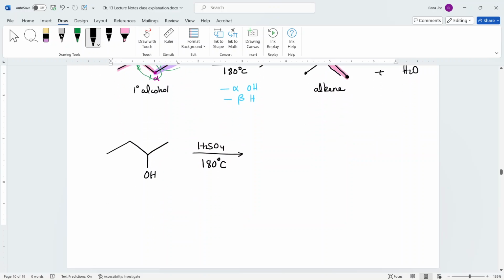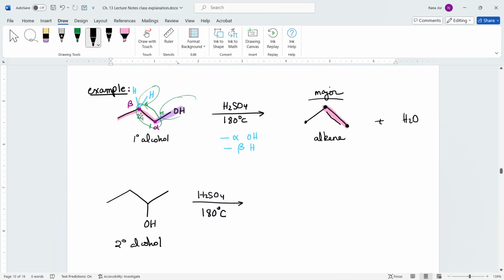This is an example of a secondary alcohol. The type of alcohol does not matter in this reaction, but it actually dictates how many alkene products you are going to get. So with primary alcohol, because I only have one type of beta hydrogen, I'm just going to get one alkene. But with secondary alcohol, if the R's are different around the OH, then you have different beta hydrogens. Then you are going to get different alkene products.